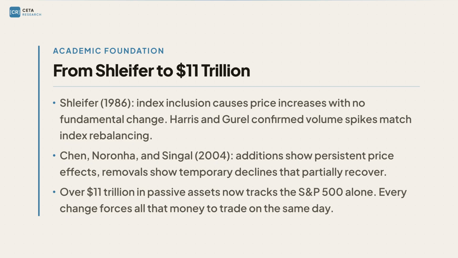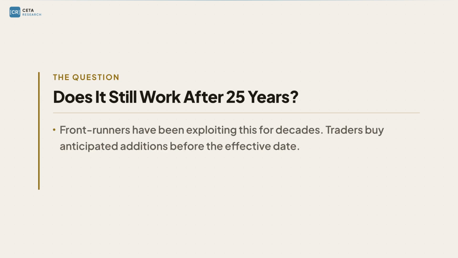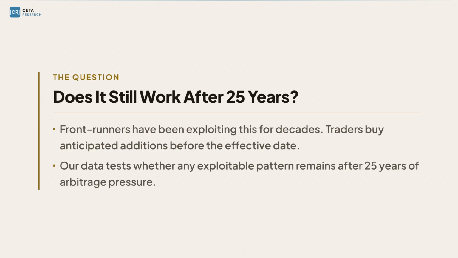As of 2025, over $9 trillion in passive assets tracks the S&P 500 alone. Every index change forces all of that money to trade on the same day. The sheer scale of coordinated buying and selling is what makes this effect so persistent in the literature. Our data tests whether it still holds after 25 years of arbitrageurs front-running every change.